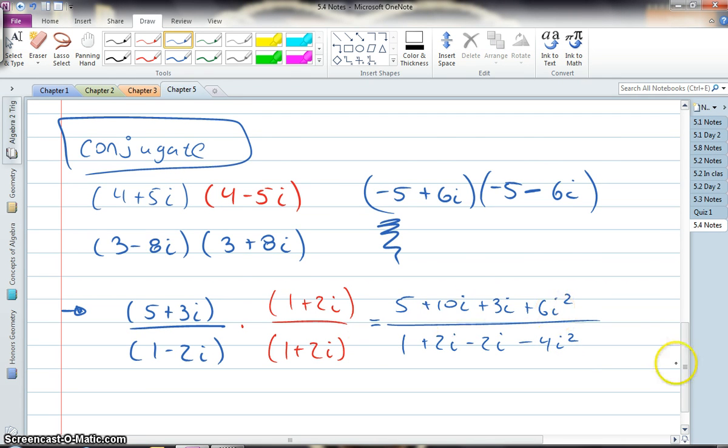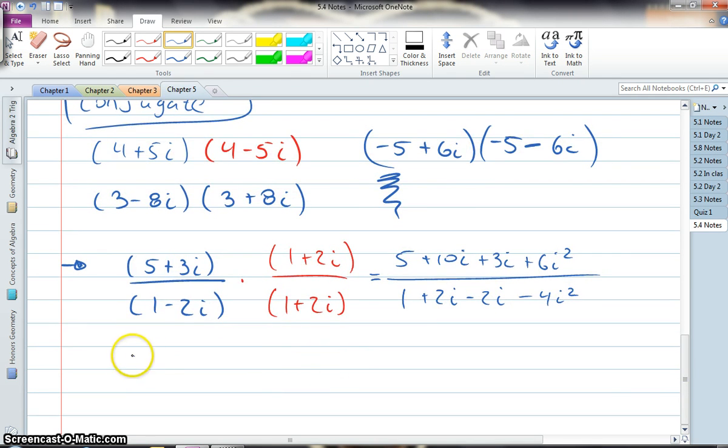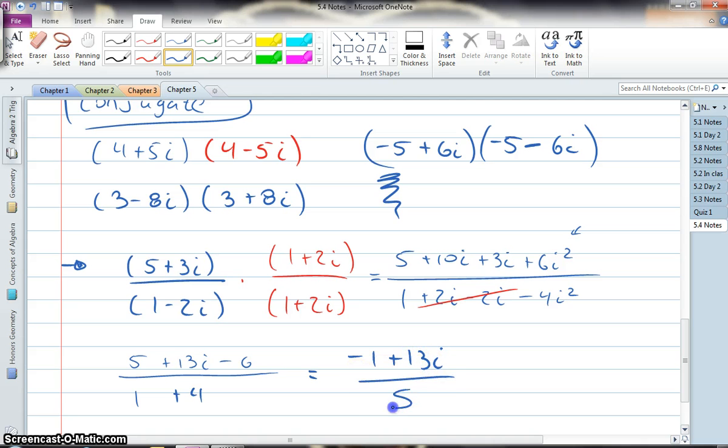So if we simplify the top, I get 5 plus 13i minus 6, because i squared is negative 1, so 6 times negative 1, all over 1 plus 2i minus 2i. Those middle terms are always going to cancel whenever you multiply by the conjugate. That's the point. That's conjugating. Negative 4i squared times negative 1 gives me plus 4. And from there I get negative 1 plus 13i all over 5. And I no longer have a square root in the basement. And that's that. All right, we'll see you tomorrow.